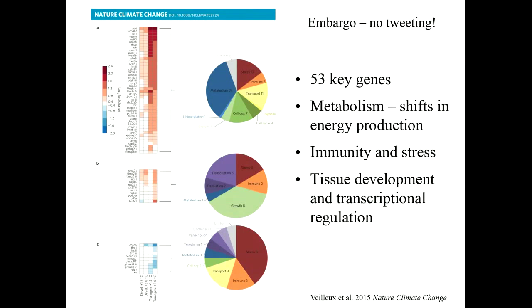There's changes in immunity and stress genes, so there seem to be a new sort of suite of genes that are mobilised for immunity and stress, and there's those that are involved in tissue development and transcriptional regulation. But basically, this is just getting at the machinery that allows this to happen.